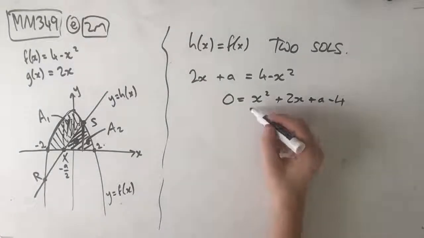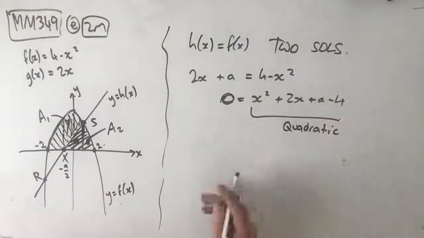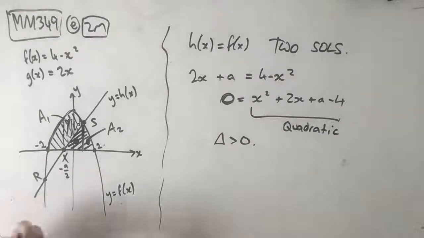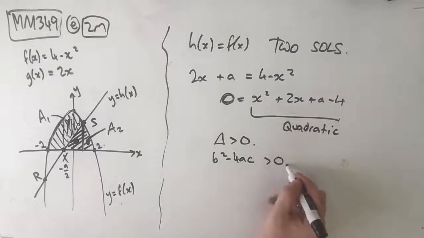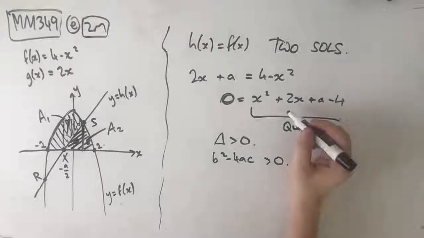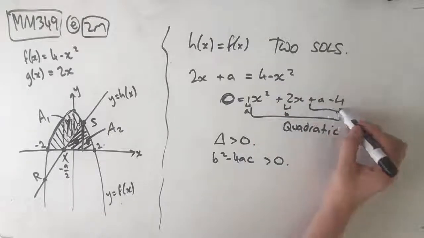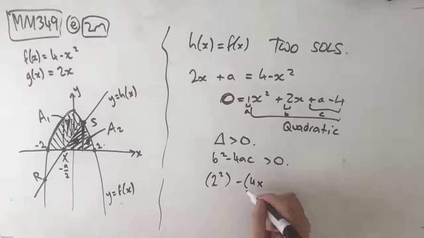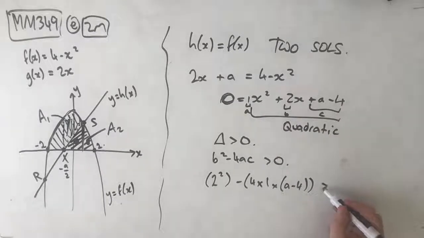And the thing we need to notice about this is a quadratic, okay? And if a quadratic has 2 solutions for 0, that means that our discriminant is greater than 0, okay? So discriminant is greater than 0. Now, discriminant is equal to b squared minus 4ac, which means that has to be greater than 0. Now, our b is this, our a is our 1 out the front here, and our c is a minus 4. So what we get is b squared, which is 2 squared, minus 4 times a, which is 1, times a minus 4. And that is greater than 0.